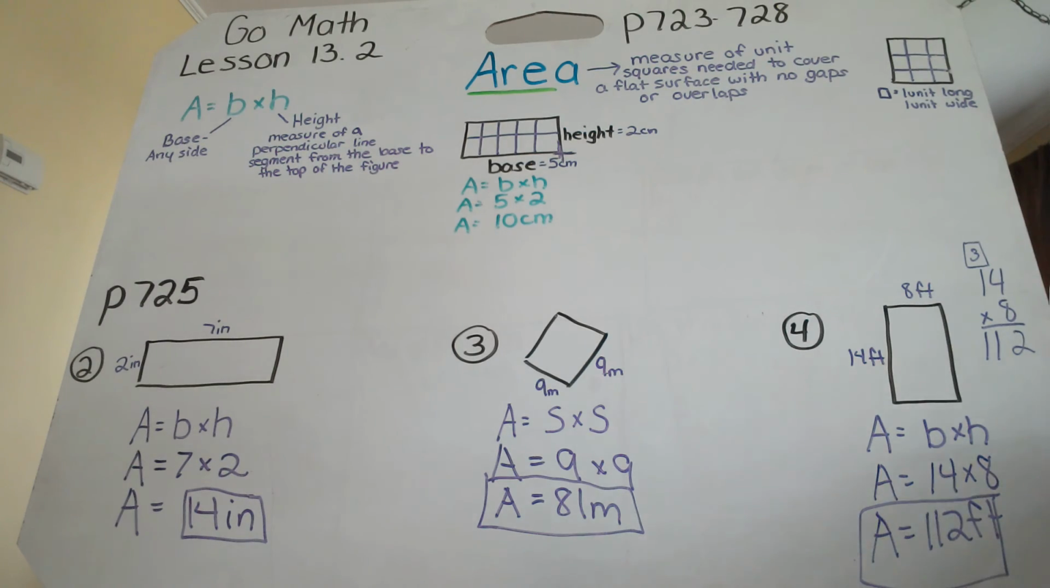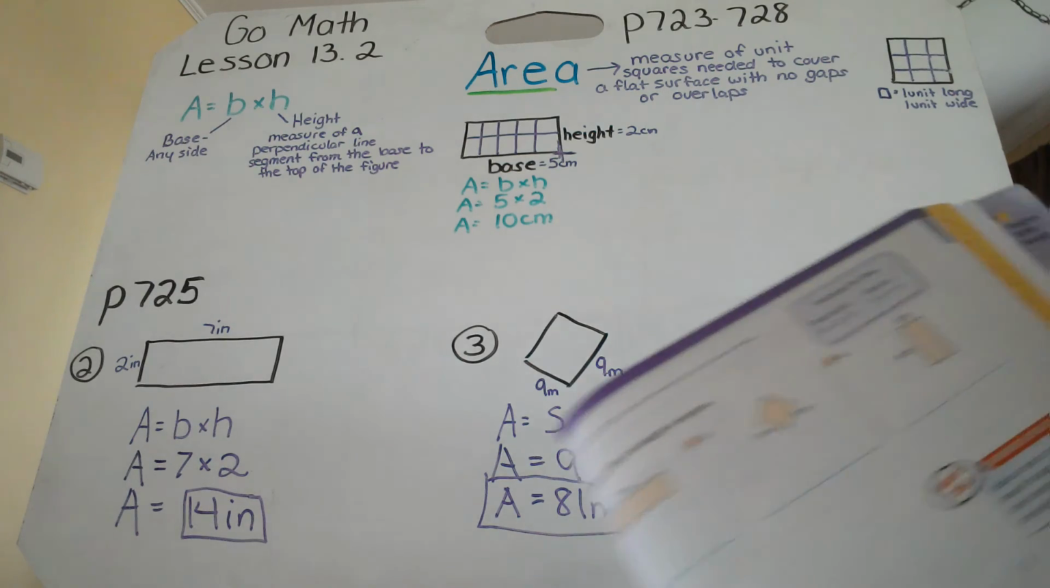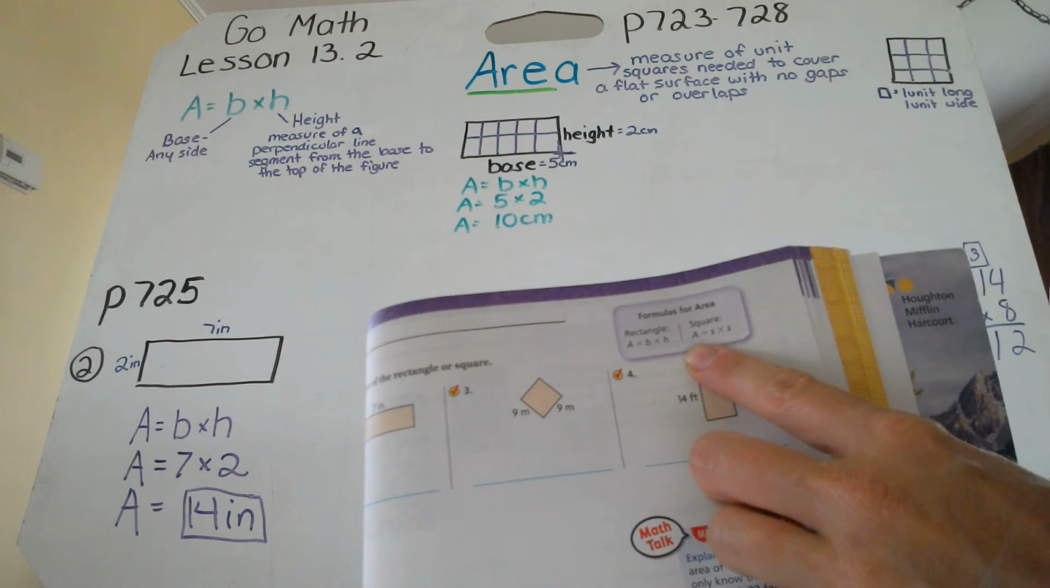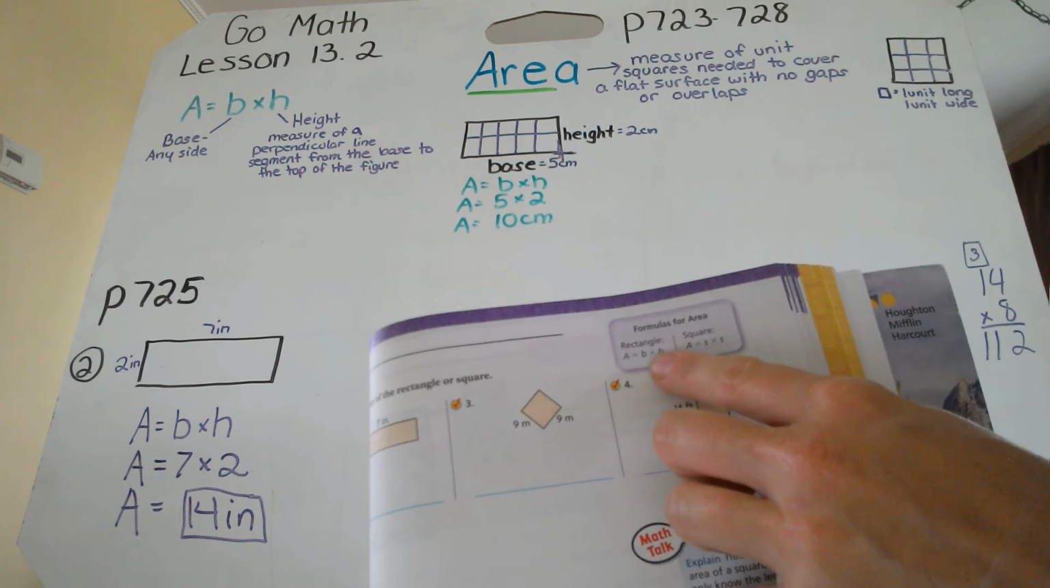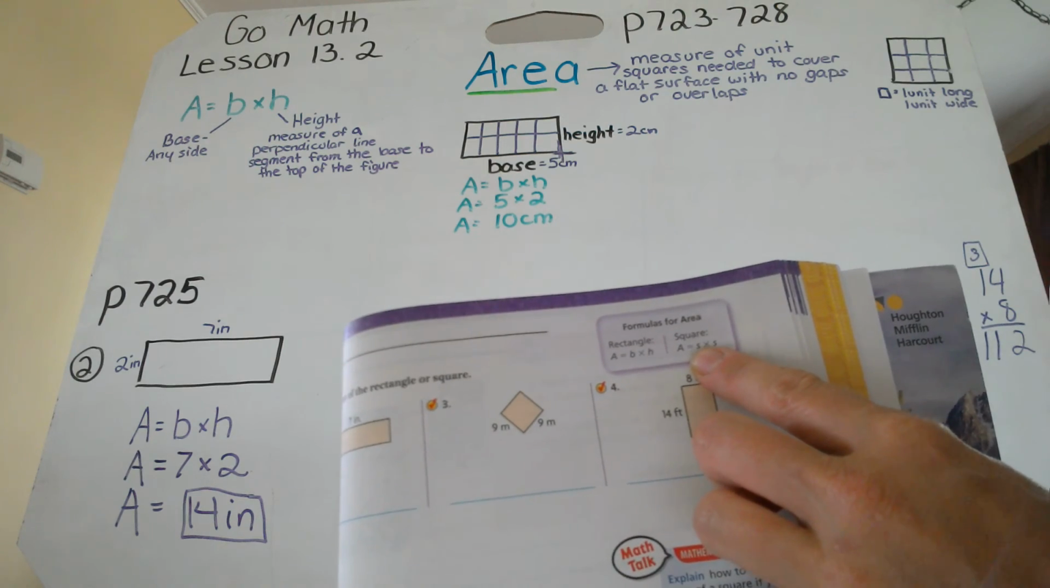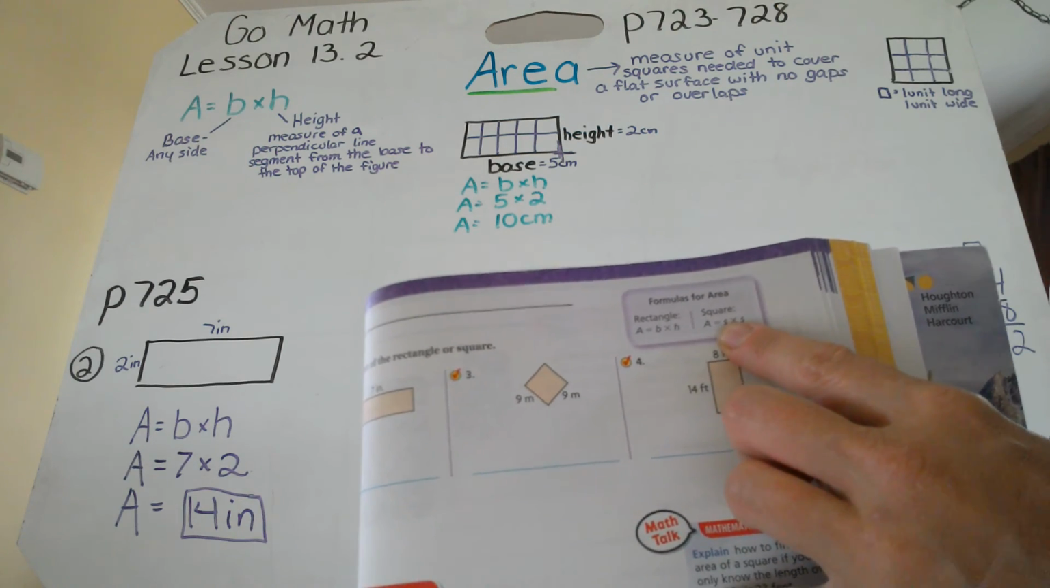If you look at page 725, and I'll show it to you, up in the purple box right here, it does have the formulas for you. So your rectangle is base times height and your square is side times side. The only time you use side times side is for a square. Okay?